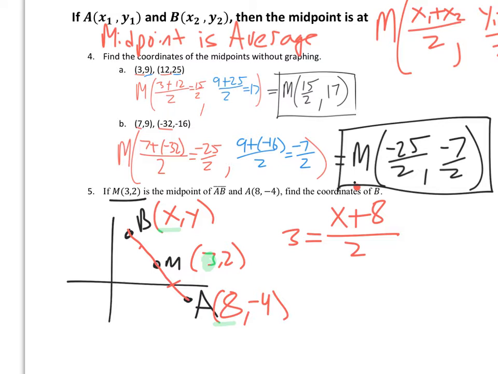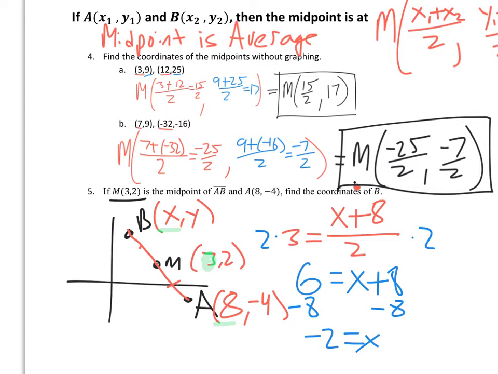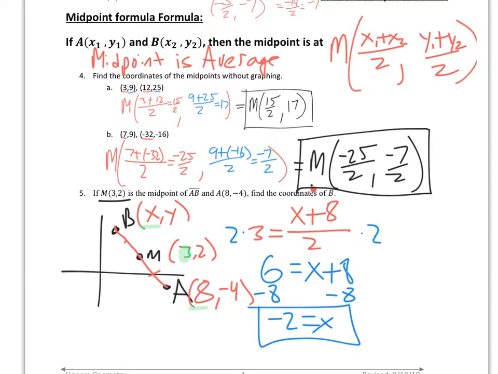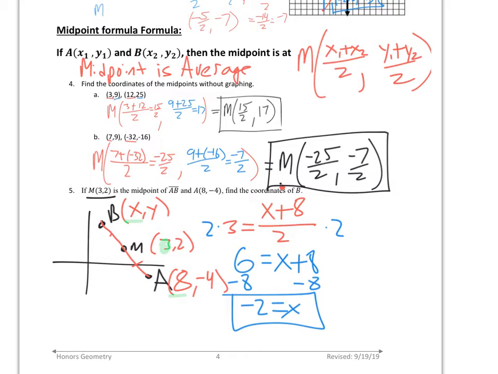Let's solve this. How do we solve this equation? Well, we want to get rid of this 2. It's being divided by 2. So let's multiply by 2. So that gives us 6 equals x plus 8. And then we'll subtract 8 from both sides, and that gives us negative 2 equals x. So that's the x-coordinate of our endpoint, that b value. And now we can go find our y value.